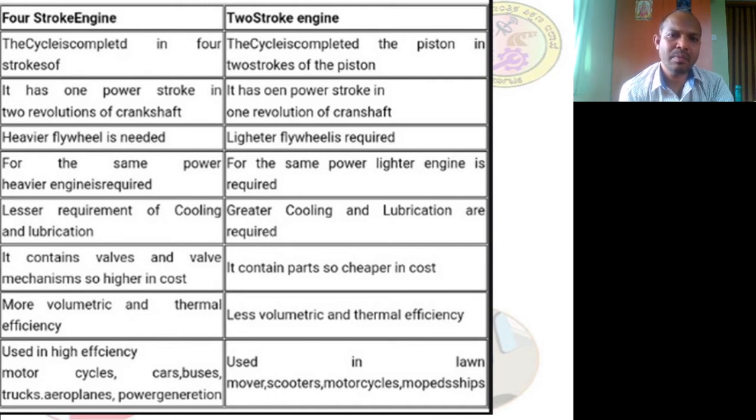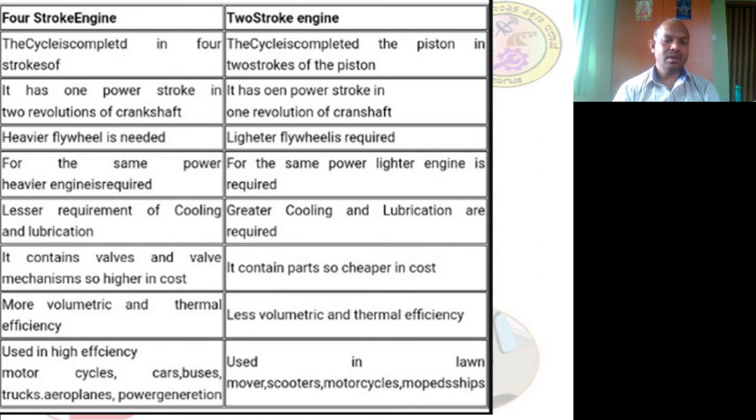It has 1 power stroke in 2 revolutions, whereas it has 1 power stroke in 1 revolution of the crankshaft. Heavier flywheel is being used. This is a very important point. In a 4-stroke engine, a heavier flywheel is used, whereas in a 2-stroke engine a lighter flywheel is required. For the same power, a heavier engine is required for the 4-stroke engine. For the same power, a lighter engine itself is sufficient.